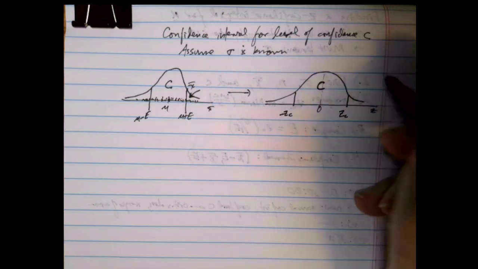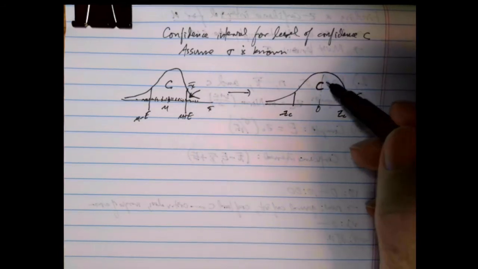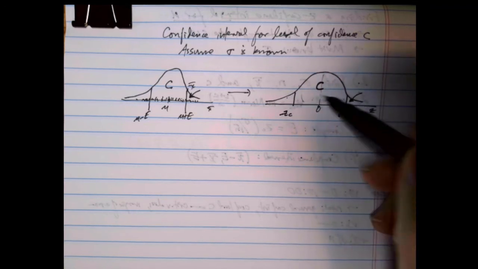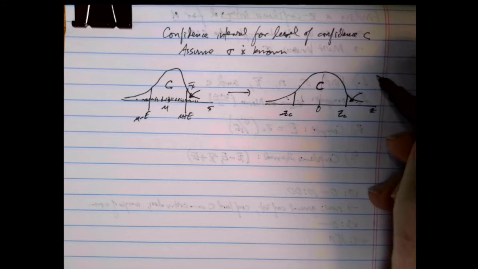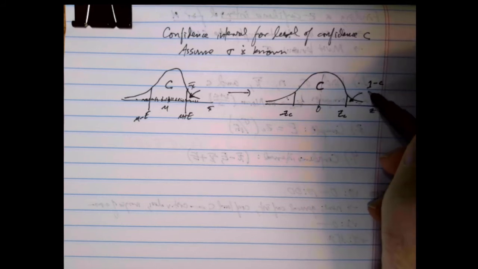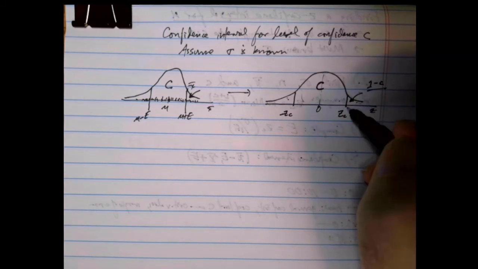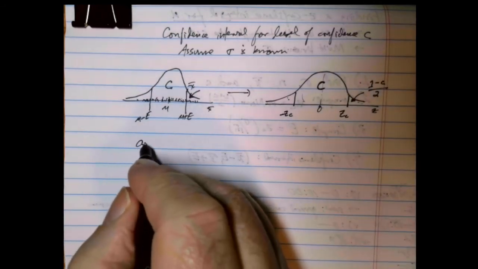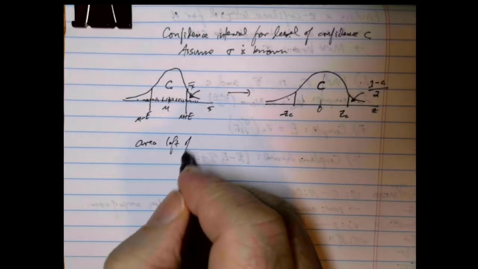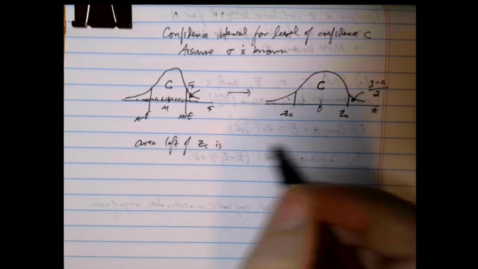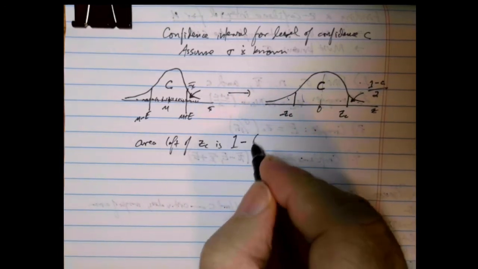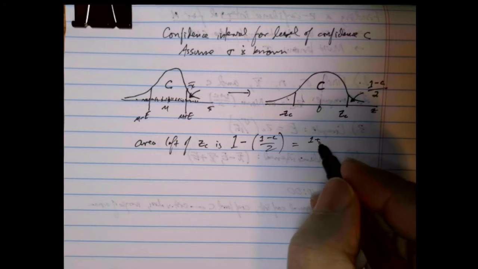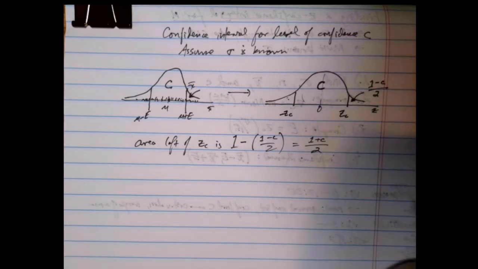Okay, this little area here will be the same as this little area here. And what is that? Well, the area in the middle is C, so these two tail parts, the area in those is 1 minus C, since the area under the whole curve is 1. And so this part of it is (1 minus C) over 2. So I can say the area to the left of z sub c is 1 minus that quantity, 1 minus C over 2. And that is just (1 plus C) over 2 if you do a little bit of algebra.